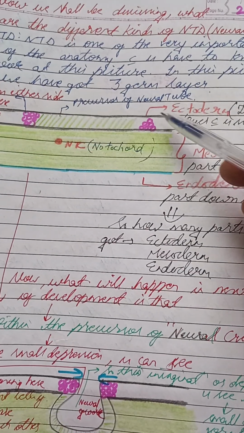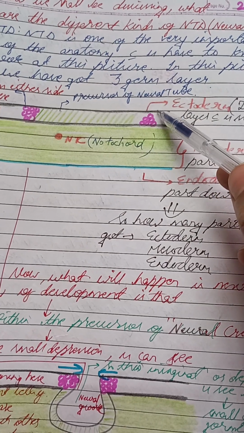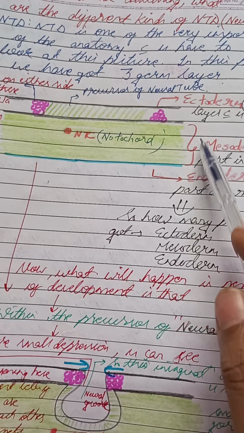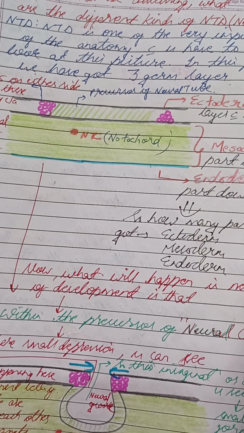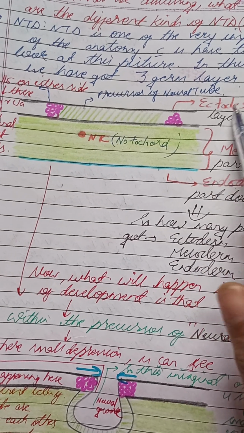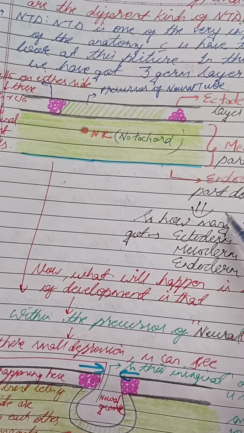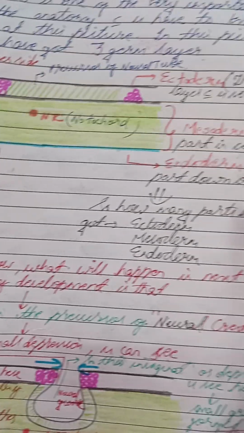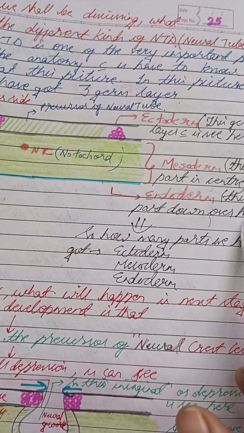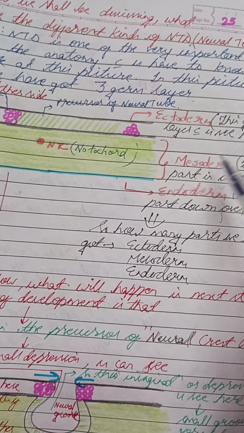Here this is the ectoderm. This germ layer you see here, and this part is the mesoderm. This part in the center is the mesoderm, and this part down over here is the endoderm. The ectoderm is the outer part, the middle part in the center is the mesoderm, and the inner part down over here is the endoderm. So how many parts do we have here? The ectoderm, mesoderm and the endoderm.